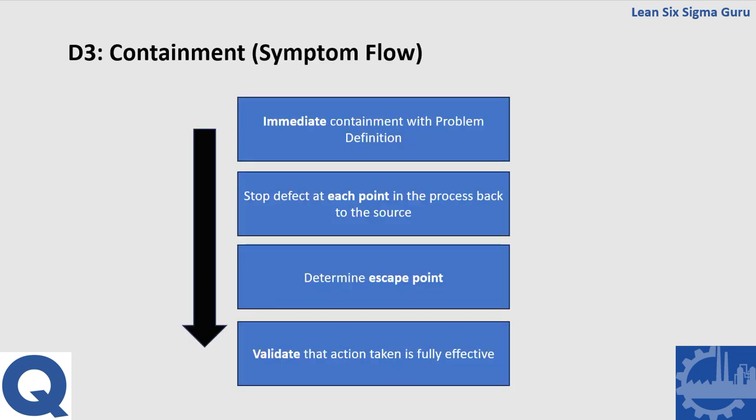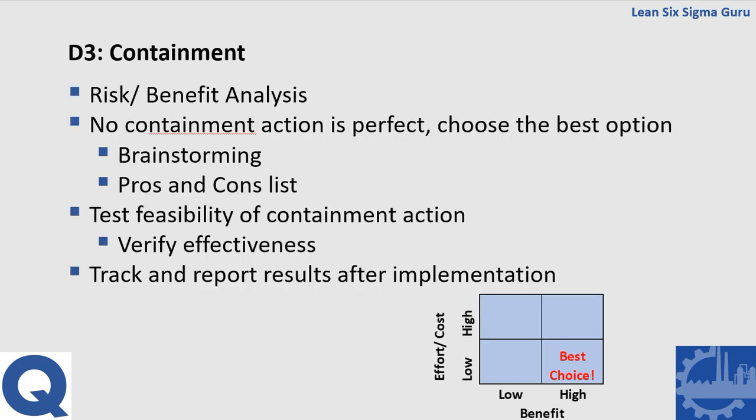When we do containment, we look at a symptom flow. This symptom flow begins with immediate containment from the problem definition. Next, we stop the defect at each point in the process, going back to the source. 3, we determine the escape point. And 4, we validate that anything that we did as containment is actually fully effective. That sequence is just as important as the rest of the 8D sequence.